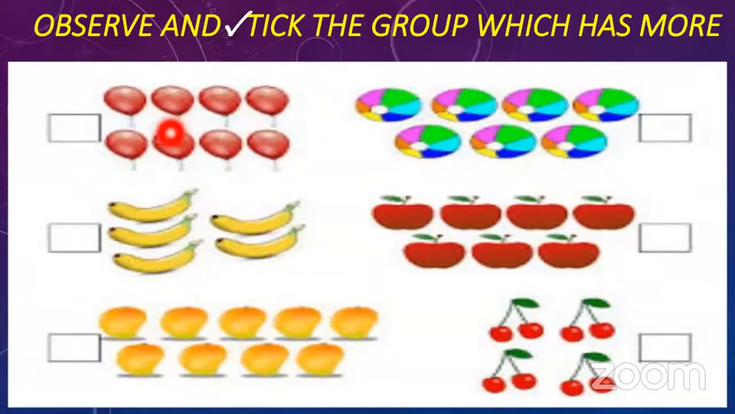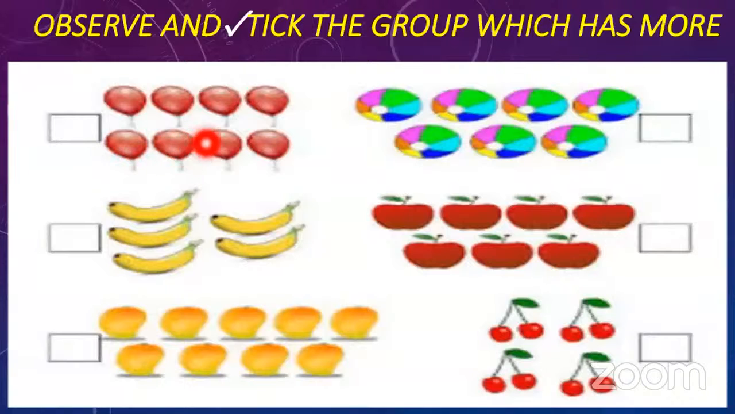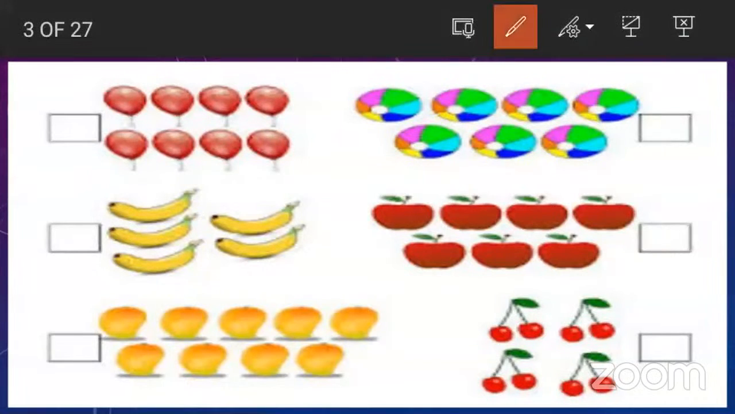Now look at here. What do you see here? Balloons. Okay. How many balloons are here? 8. How many balls are here? Can you count? 1, 2, 3, 4, 5, 6, and 7. Okay, then which group has more? The group of ball or the group of balloon? Yes, the group of balloon has more. So let us put the tick to the group of balloon.